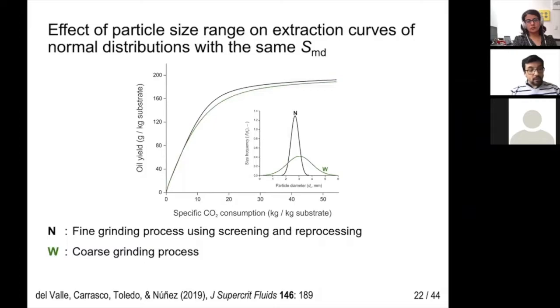We also compared the cumulative extraction curve of packed beds of particles obtained by fine grinding, narrow distribution, or coarse grinding, wide distribution. Again the cumulative extraction curves did not coincide despite the two samples having the same Sauter mean diameter, with extraction being faster for the narrow particle distribution that did not have large, slow extracting particles.